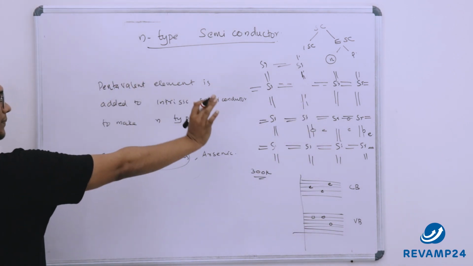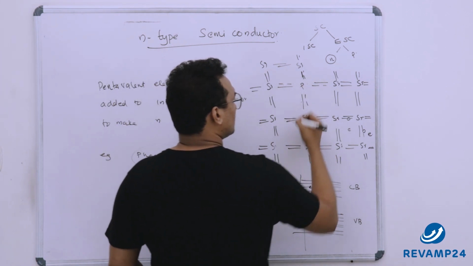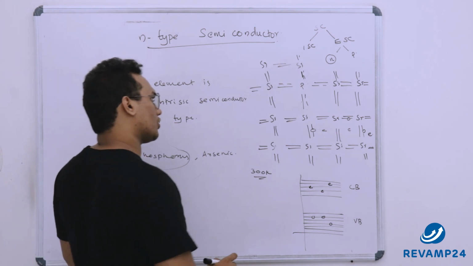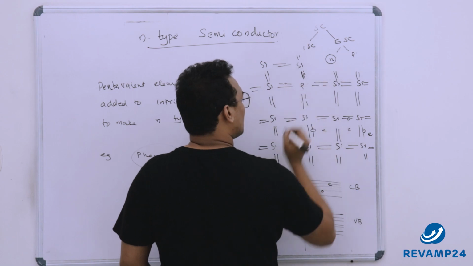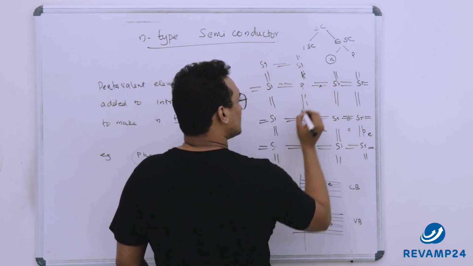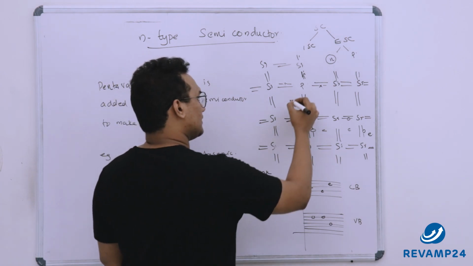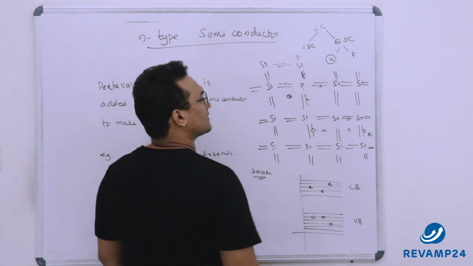Now I am adding a pentavalent atom, for example phosphorus. Pentavalency means 5 electrons in the outermost orbit. So 1 electron will come and occupy this position, 1 will come and occupy this, 1 will do this, 1 will do this. Are we done? No, we have an excess electron. Now this electron is an excess electron.